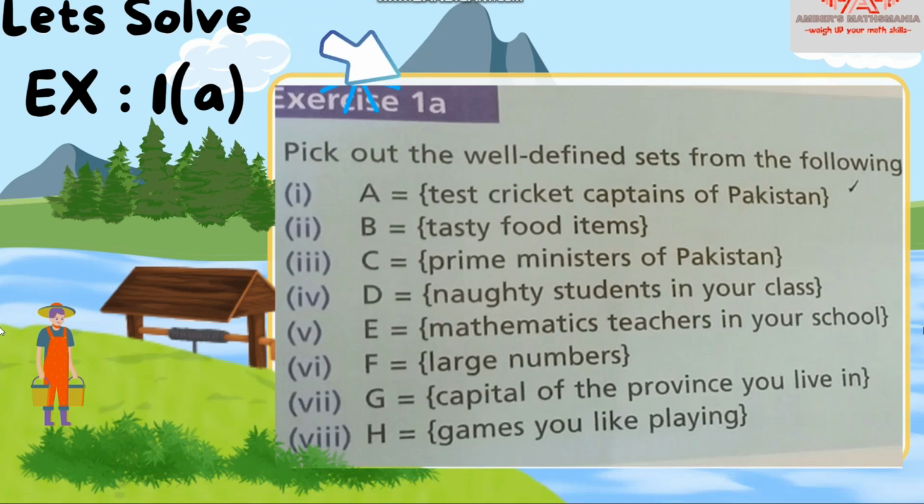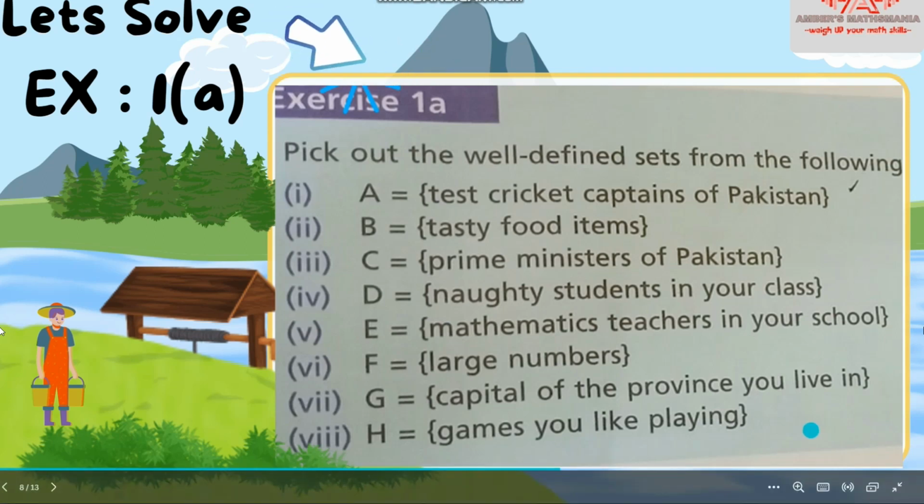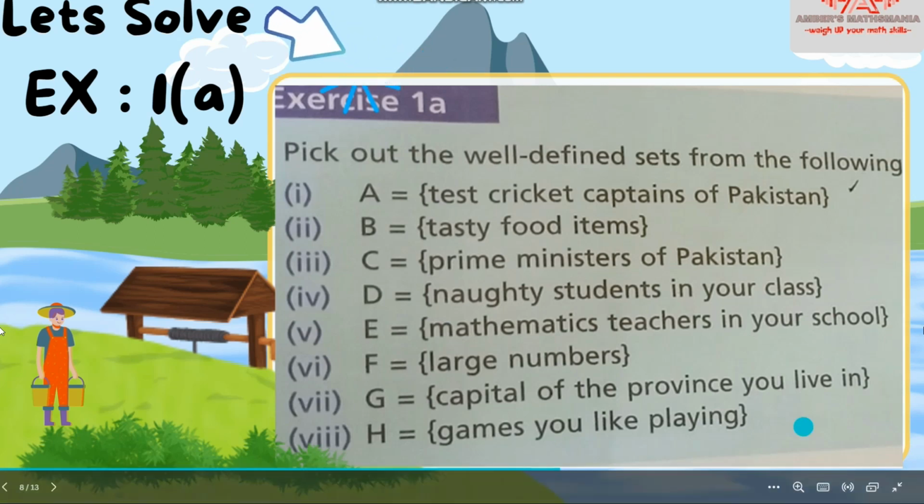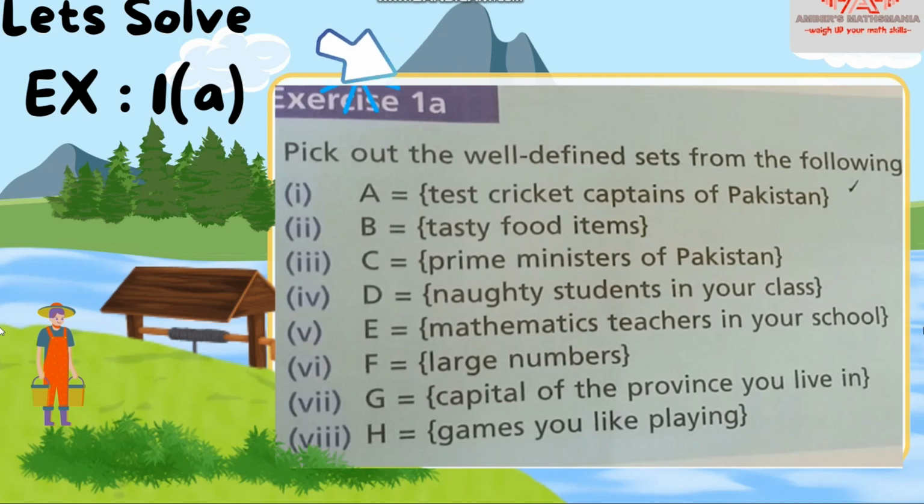Second one is B is equal to tasty food items. Tasty food items is not a well-defined set because everyone has his own taste. So maybe I like many things which someone else does not like. So it means that tasty food items are not well defined. And C is equal to Prime Ministers of Pakistan.